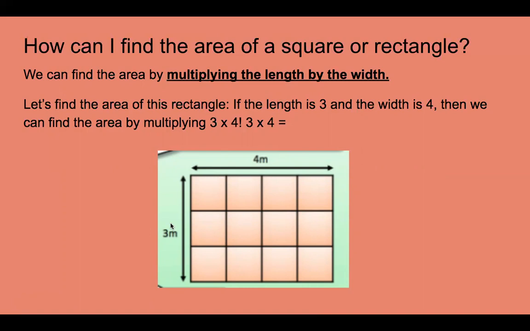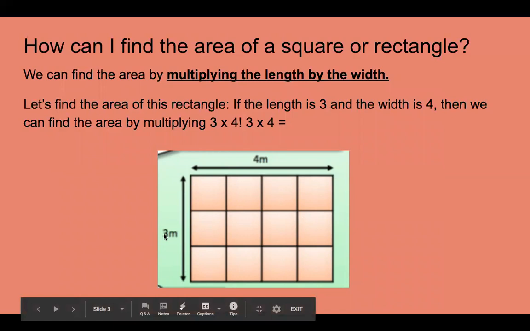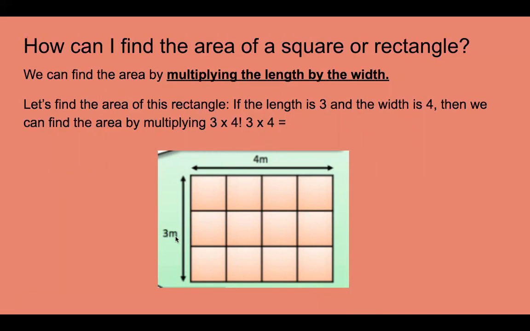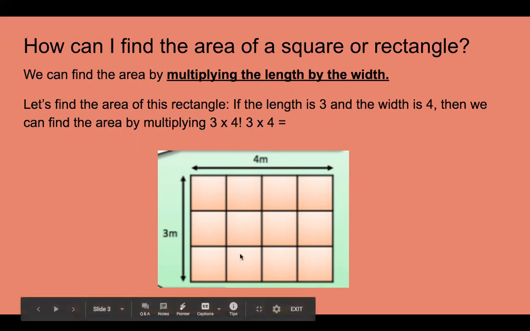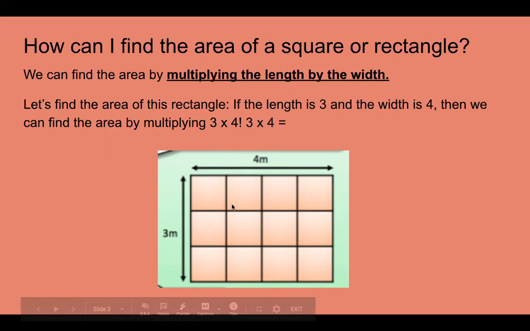So let's find the area of this rectangle. It has 4 meters by 3 meters. So if its length is 3 and its width is 4, then we can do that simple basic fact, 3 times 4, in order to get the area of this shape. Now the long way would be to count all the squares inside of it, that would be the area too. I could go 1, 2, 3, 4, 5, but that would take a long time if there were more squares. So again, the quickest, easiest strategy is just to multiply.